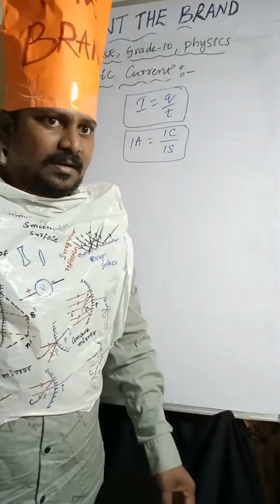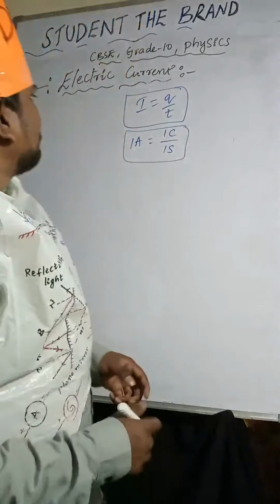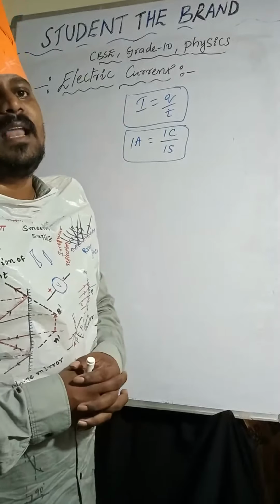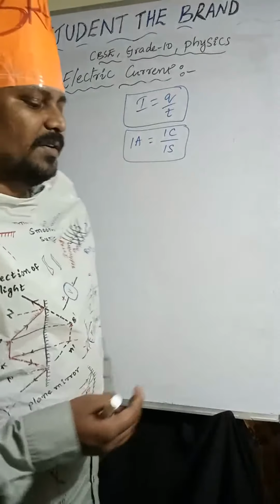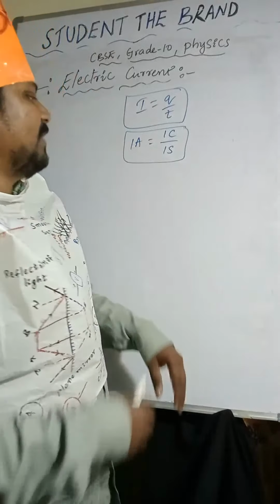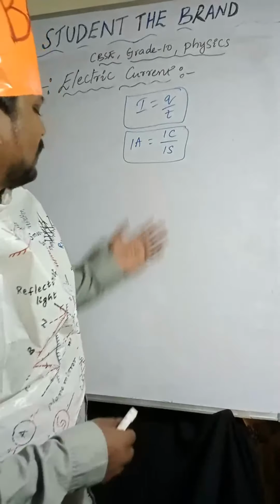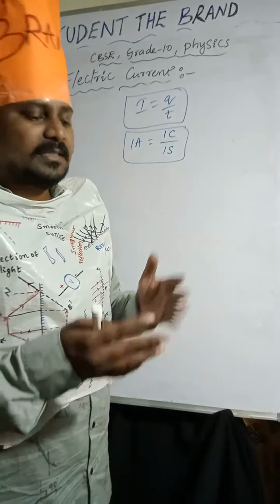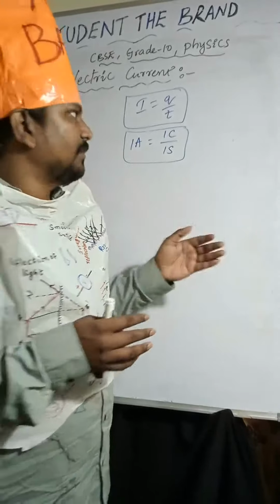Okay, done. Now they will ask us to define the SI unit of current. So 1 ampere is defined as 1 coulomb of charge flowing through unit cross section area per second. That is nothing but 1 ampere.